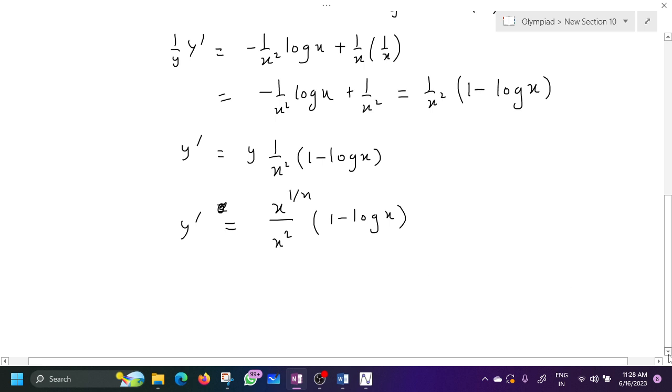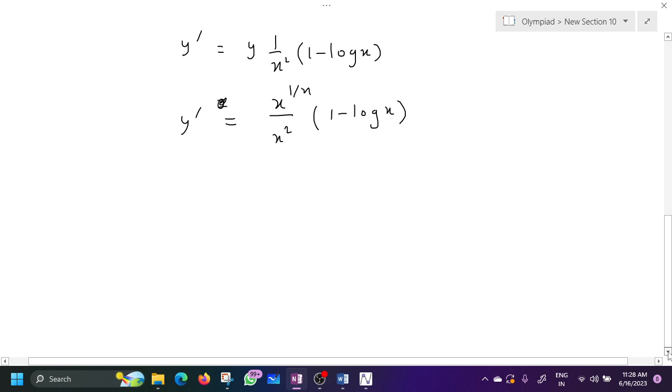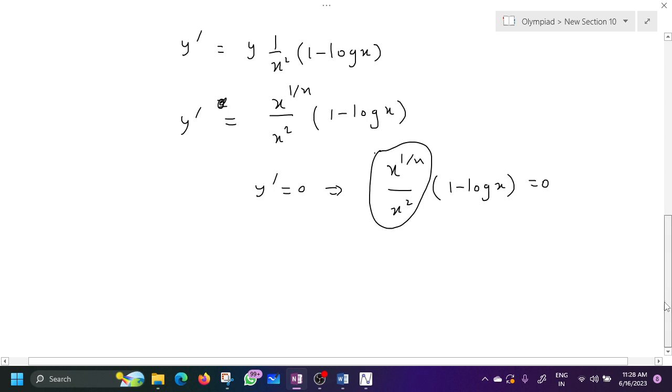Now in order to check the maximum values and critical points and all, we need to equate this equation equal to 0. So y prime should be equal to 0. This gives us x to the power 1 by x over x square times 1 minus log x is equal to 0. Now carefully see that this quantity here is always greater than 0, because x is greater than 0, so x to the power 1 by x is greater than 0 and x square is also greater than 0.